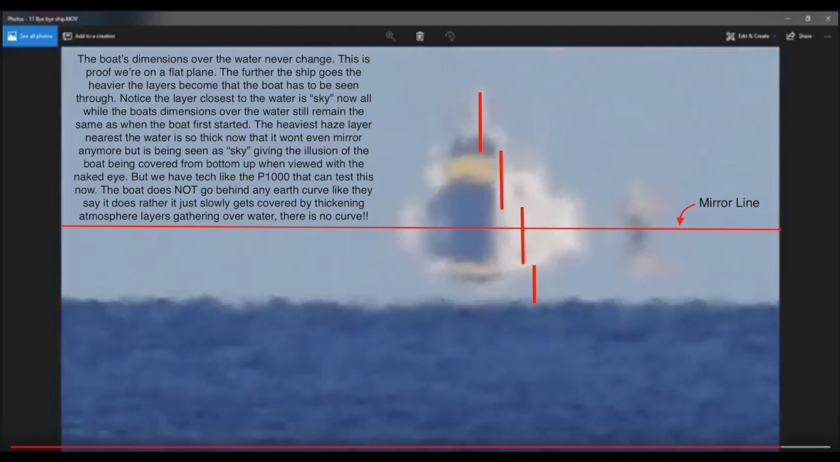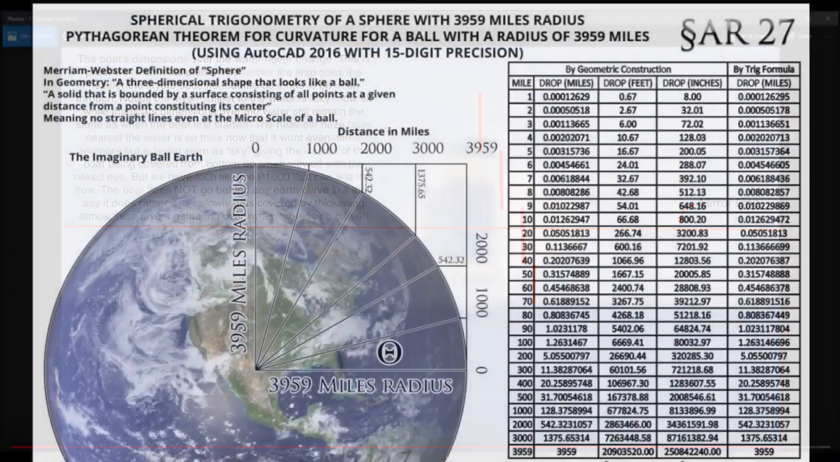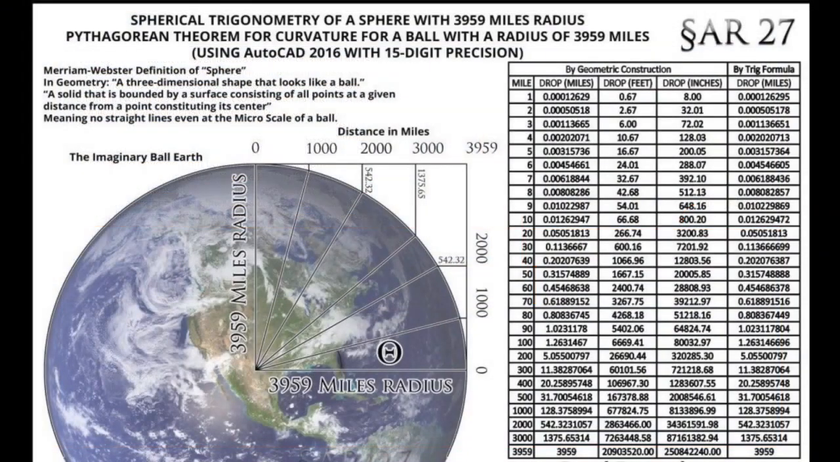And with equipment like the P1000, we can now test this thoroughly. The battle for long-distance viewing is not Earth curve, it's atmosphere. Now, the ocean can also throw other curveballs like tide and ocean swell, which is why we chose to use a lake. Alright, we've talked about haze conditions and mirror lines. We've established that the mainstream says all water is curved. And the supposed ball earth dimensions, we know what those are. So let's go out and test it. I did it for you, so let's go watch.